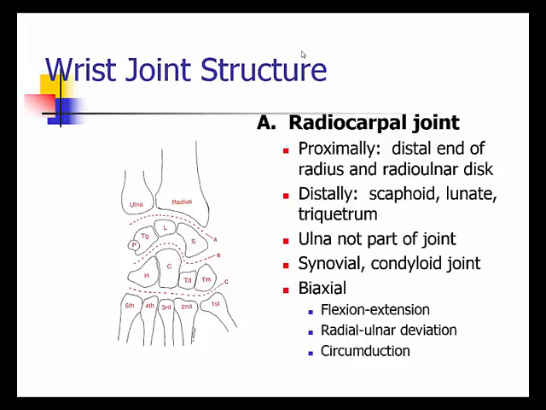It is a synovial condyloid joint, and it is biaxial, meaning it will do flexion and extension and radial and ulnar deviation. Circumduction occurs because of a combination of the flexion, extension, and radial and ulnar deviation. It does not go around the transverse plane, so there is no rotation at the wrist. When the wrist flexes, the carpals glide posteriorly, and when the wrist extends, these carpals glide anteriorly.